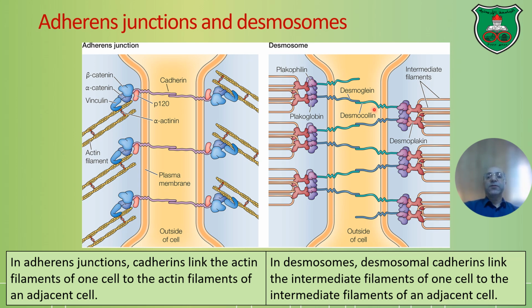Now, instead of interacting with the actin filaments, you have the interaction with the intermediate filaments. And this is mediated by intermediate filament binding proteins. So again, you have the interaction between two cells via desmosomal cadherins, and the interaction links the intermediate filaments between two adjacent or neighboring cells.